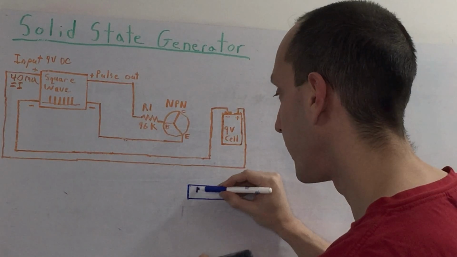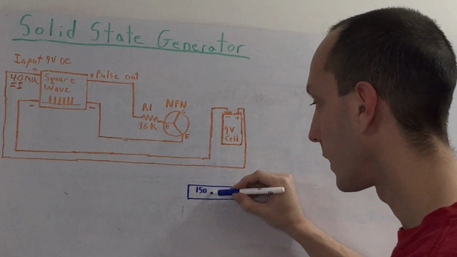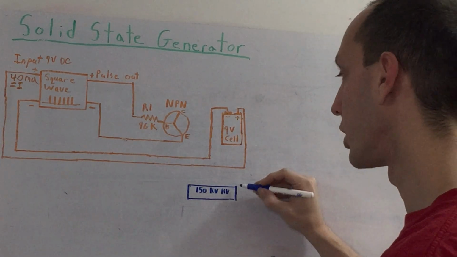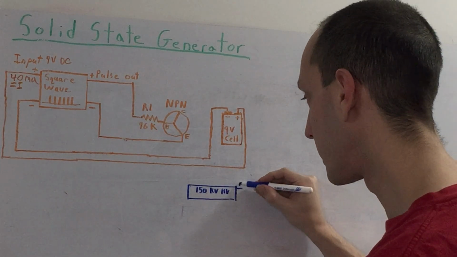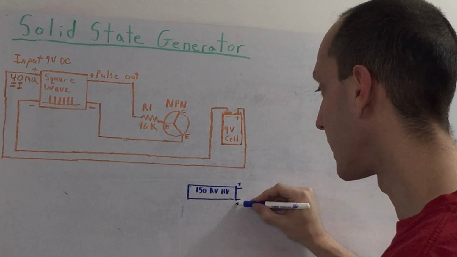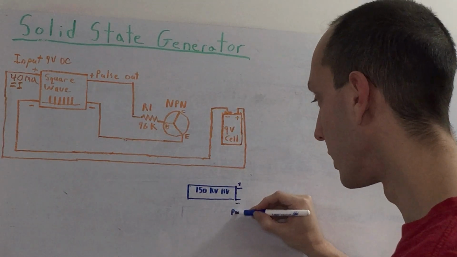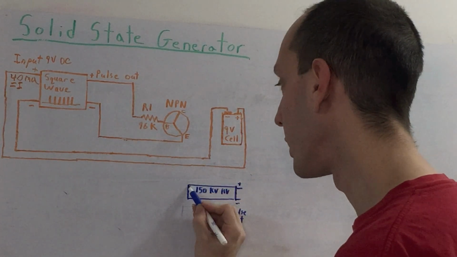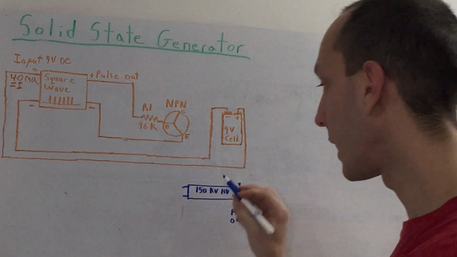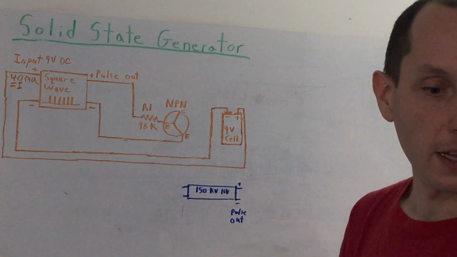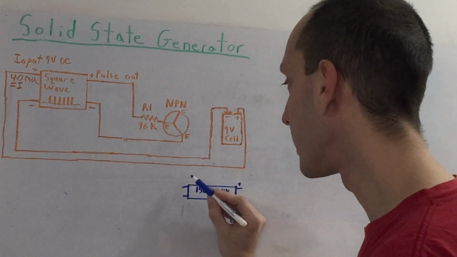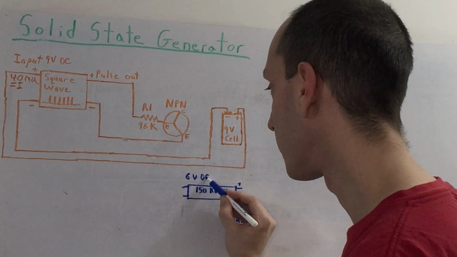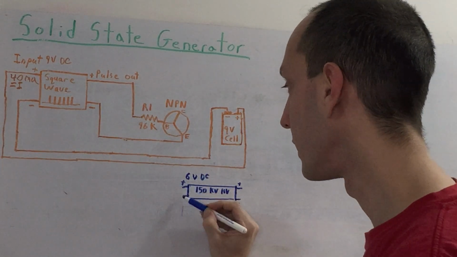We'll call this 150 kilovolt high voltage pulse generator. Here's our plus and our negative pulse out. So this is our output. And this is our input here, which could be as low as 1.5 volts, and on mine as high as 6 volts. So we'll just put 6 volts DC for now, plus here, negative here.